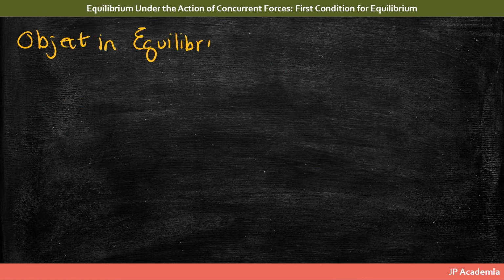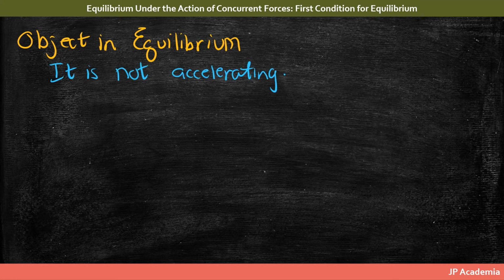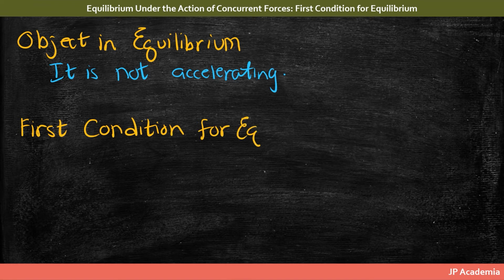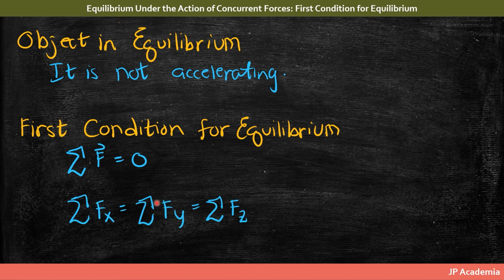An object is said to be in equilibrium if, under the action of a given force or concurrent forces, the object is not accelerating. And we have here the first condition for equilibrium, wherein the summation of the forces is equal to 0. Or in terms of its components, we have this expression. The resultant of all external forces acting on a given body must be equal to 0.